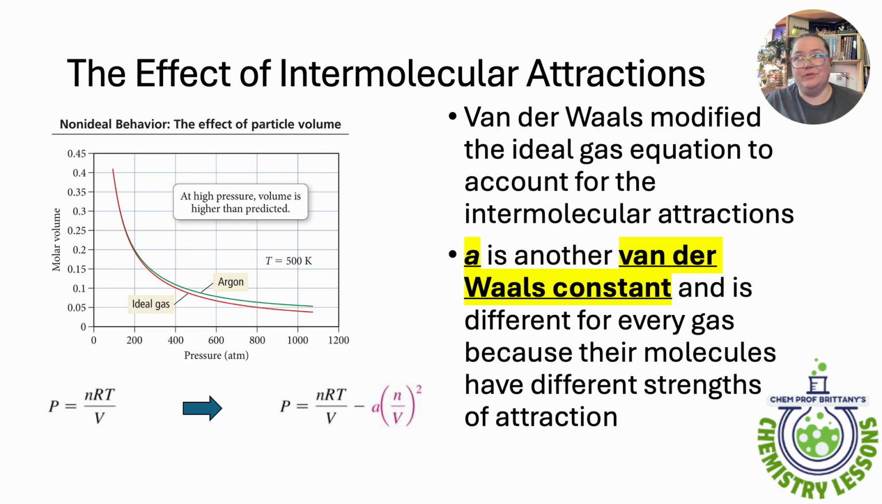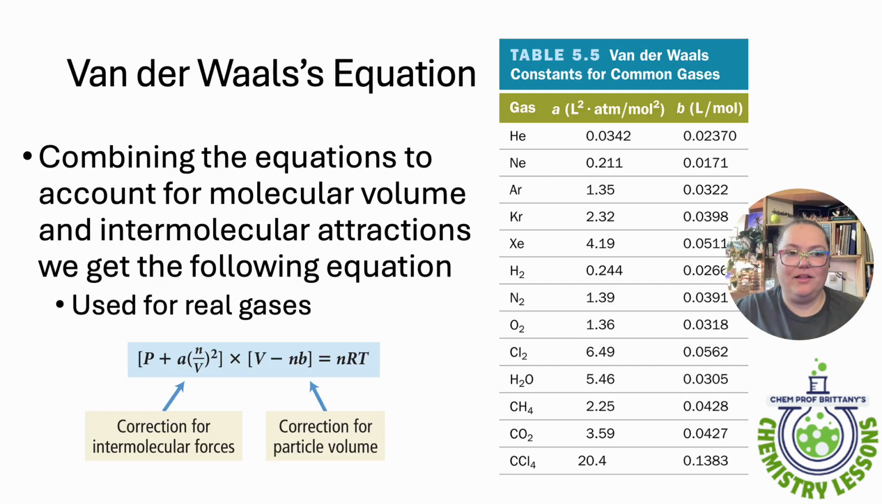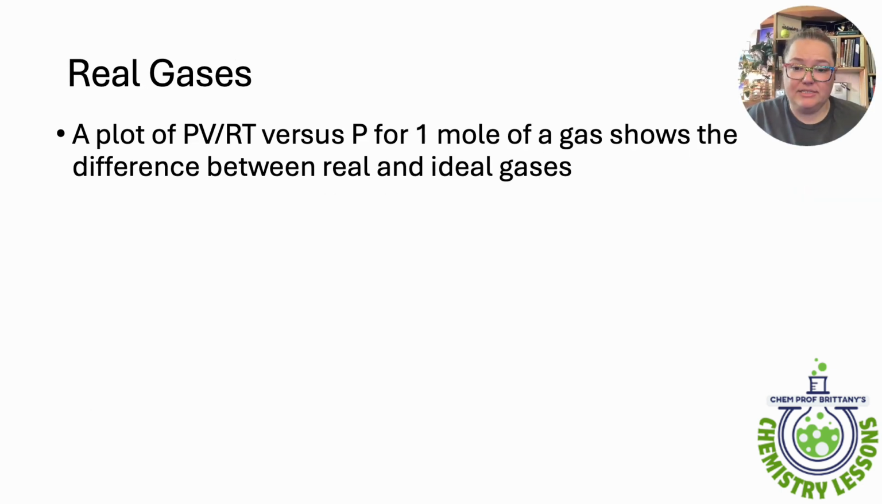So we have this really complicated equation, which is the van der Waals equation that we use for real gases, with the correction for attractive forces and the correction for molecule volume. And so we have these reference values for our gases where we have A and B values, and you plug those in and it's just a much more complex calculation. So we can plot the ratio of PV over RT versus P for 1 mole of gas, and it'll show you the difference between real and ideal gases.